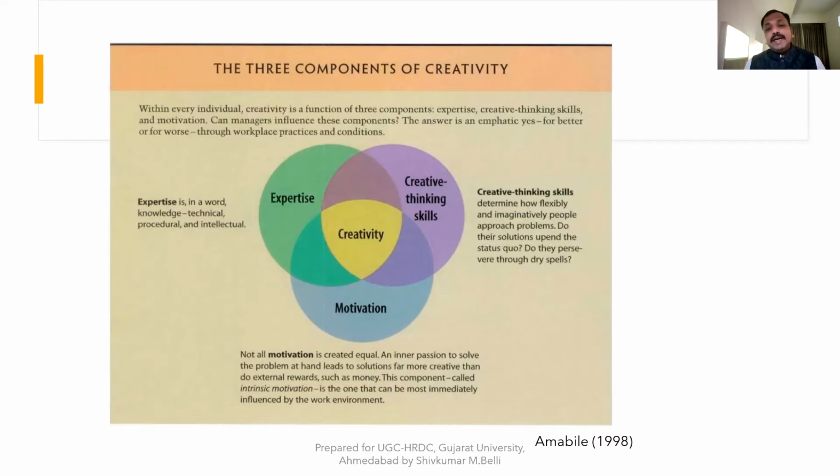And the third aspect of being creative is creative thinking skills. I'm going to touch upon them because there are a few creative exercises that we can easily do in the classroom. Creative thinking skills determine how flexibly and imaginatively people approach problems. Being flexible is an important requirement to be creative. Being imaginative is also an important requirement. So within every individual, creativity is a function of three components: expertise, creative thinking skills, and motivation.